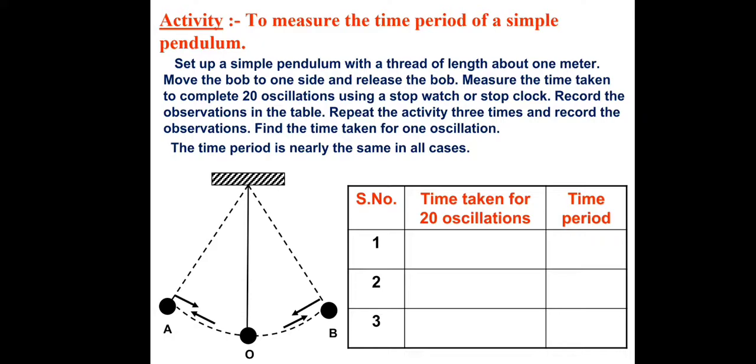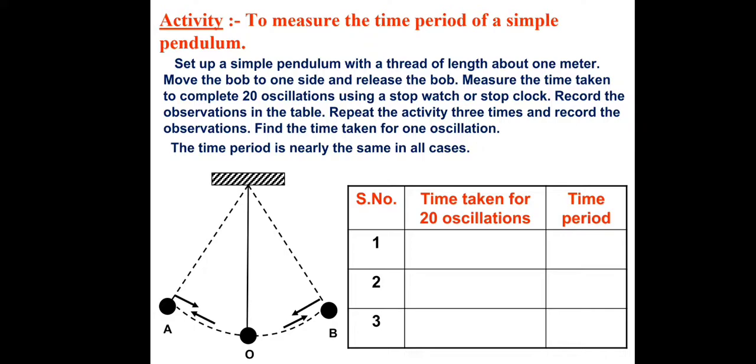So how to find the time period? You will record the time taken for 20 oscillations and then divide that time by 20. So you will get the time of one oscillation. For example, if for 20 oscillations the time taken is 40 seconds, then what is the time period of one oscillation? You will divide 40 by 20. So the answer is 2 seconds.